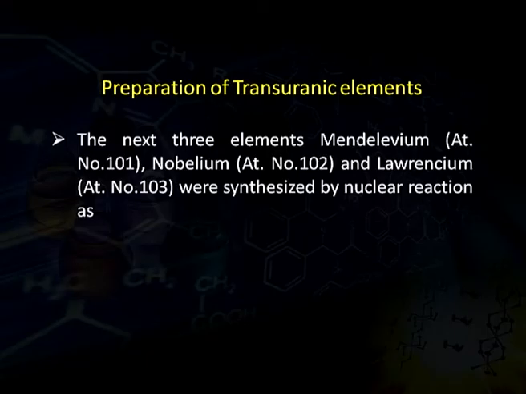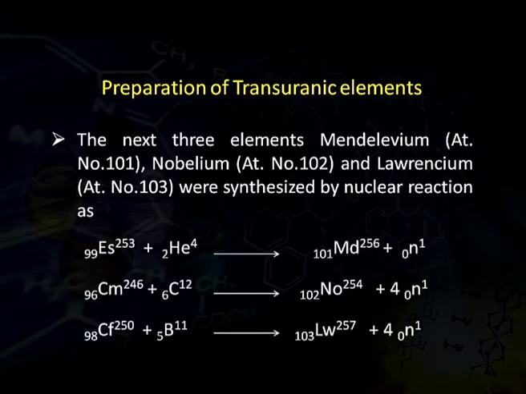The next three elements, mendelevium atomic number 101, nobelium atomic number 102 and lawrencium atomic number 103, were synthesized by nuclear reactions. Einsteinium 253 on interacting with an alpha particle is converted into mendelevium 256 and a neutron is released. Further, curium 246 in presence of carbon 12 is converted into nobelium 254 and 4 neutrons are released. Californium 250 with boron 11 is converted into lawrencium 257 and 4 neutrons are released.